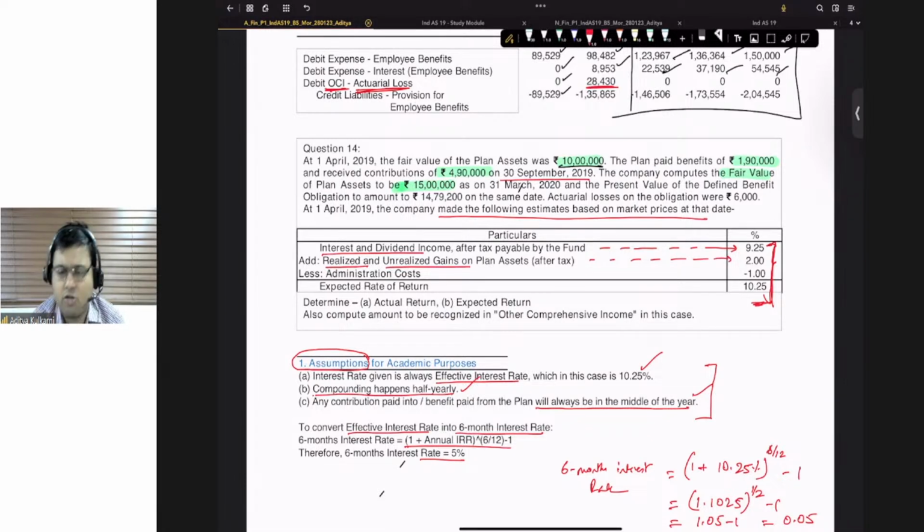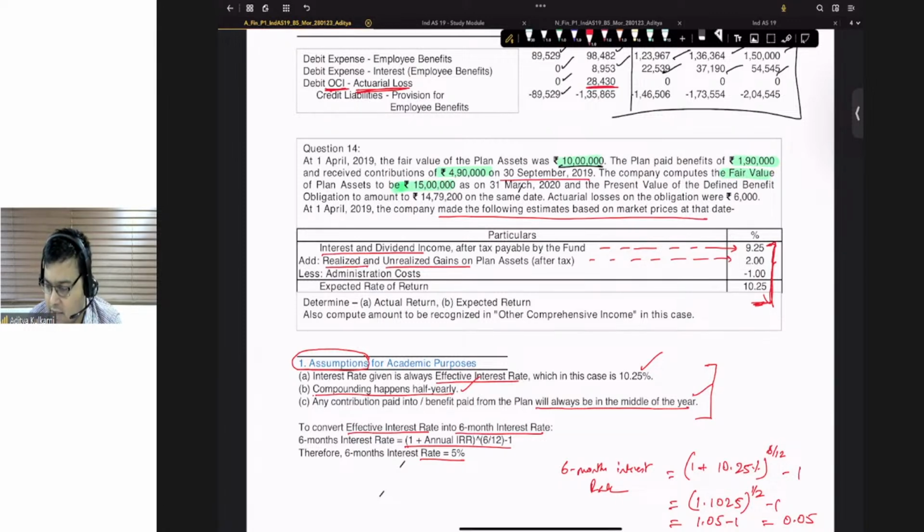So all those costs put together amount to 1% of the fair value of your fund. So ultimately, the net income that you are getting from the fund is estimated to be 10.25%. This is how they have calculated. In real life also, the returns are actually calculated like this only.